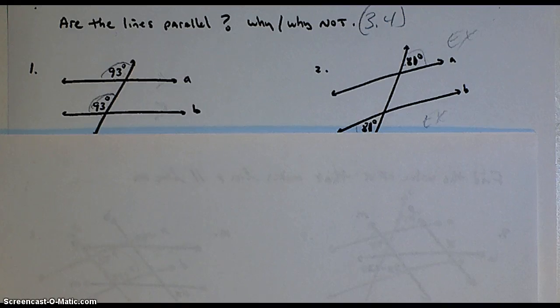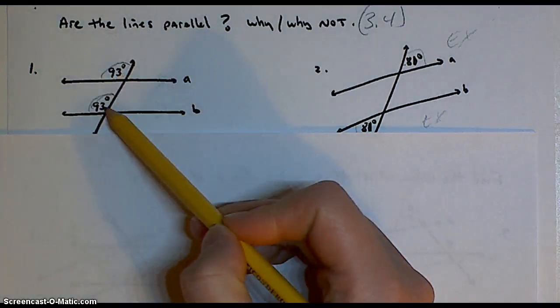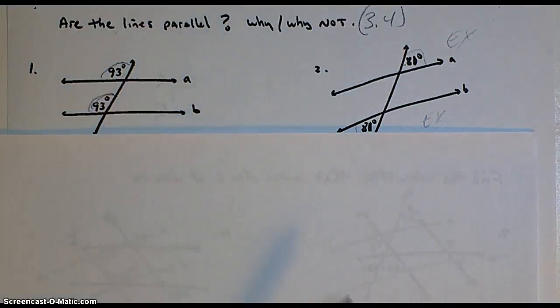Question number 1, are these lines parallel? Why or why not? So first identify the angles that they are giving you. They're both 93 degrees, so they're the same. And then you need to say, well, what types of angles are those in the diagram? Because they're in the same position, that means that they're corresponding, and then we would say if the corresponding angles are the same, then those lines would be parallel.